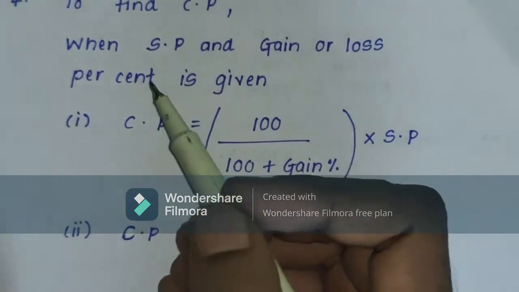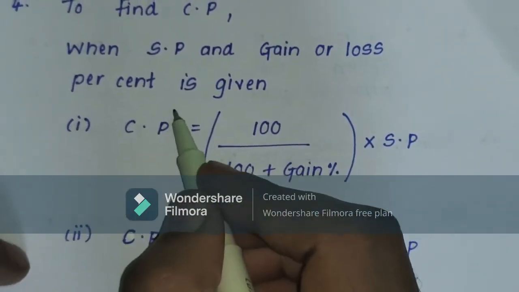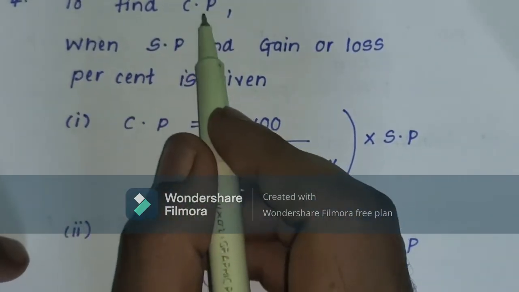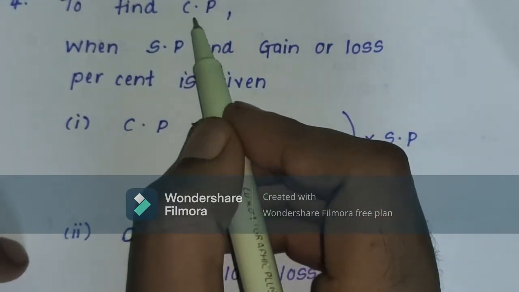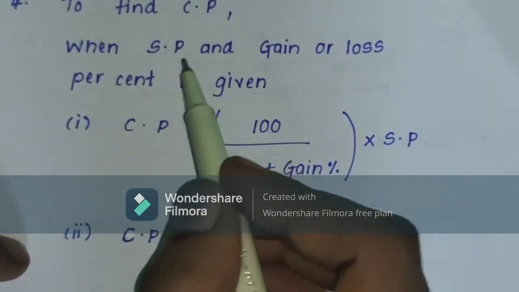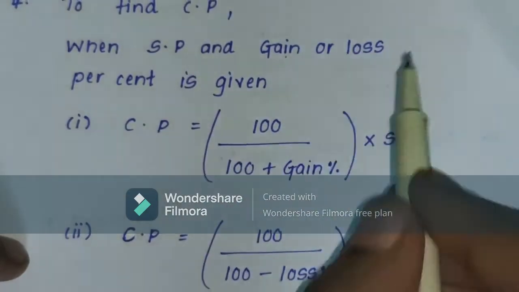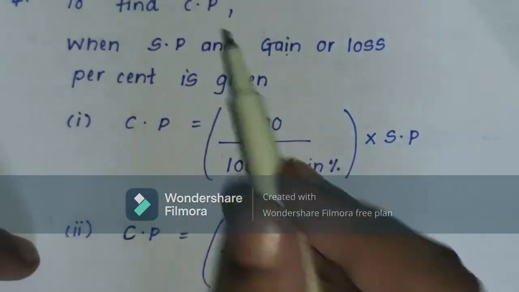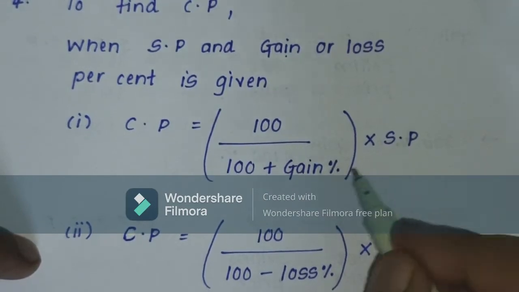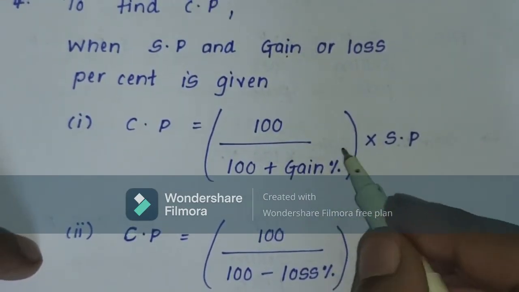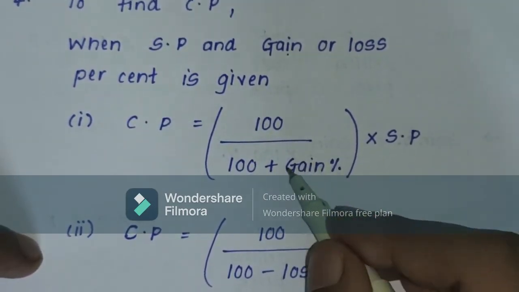Now student, the final formula of this chapter, profit and loss, is to find CP. If you want to find the cost price, what is the condition? You should be given the selling price and the gain or loss percent. Let's say you want to find the cost price and you have been given the selling price and gain percent. So put the values in this formula and get the answer.